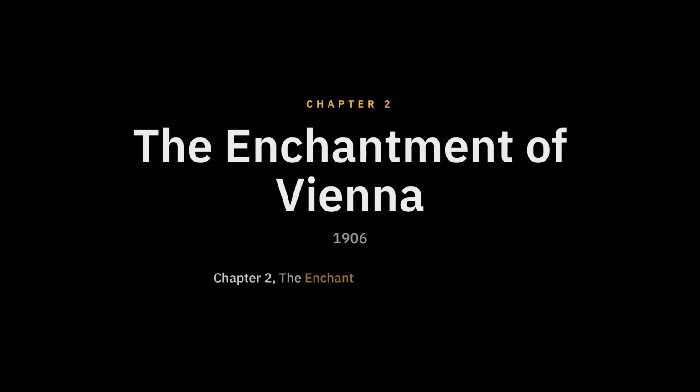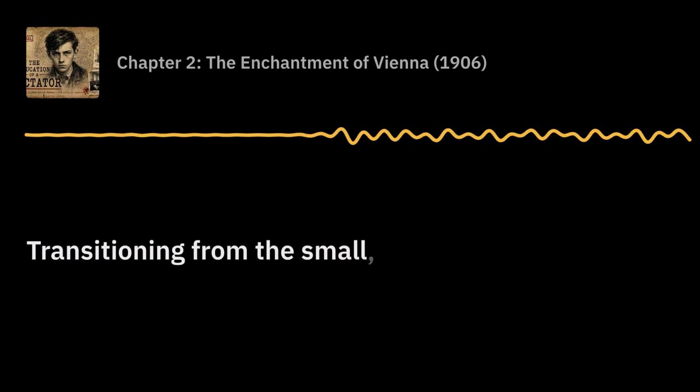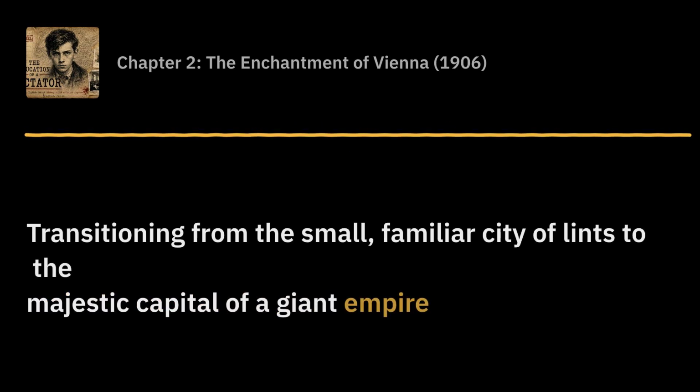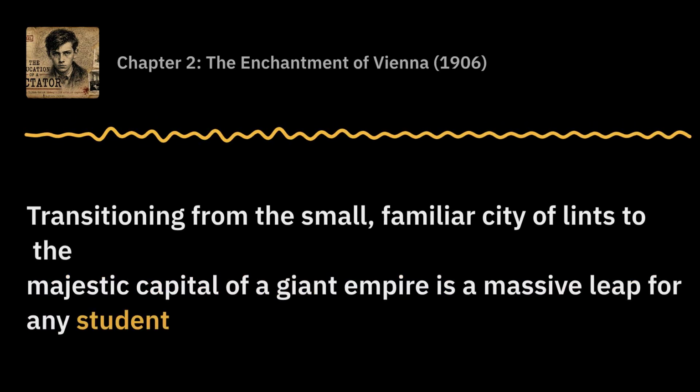Chapter 2, The Enchantment of Vienna, 1906. Transitioning from the small, familiar city of Linz to the majestic capital of a giant empire is a massive leap for any student of history.